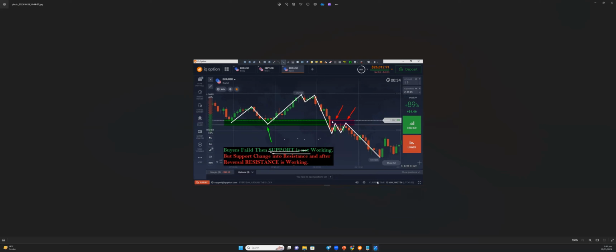Again, this support is not working. Break in market continues and it reverses back, and it becomes a sure shot for the sellers. Support becomes resistance. Is it clear? Any query?